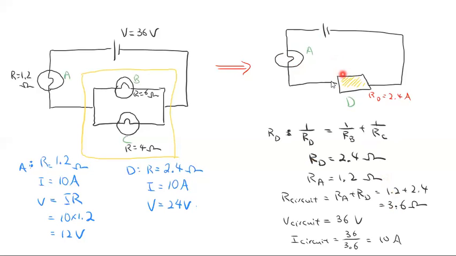But now, this is D, and D represents this, right? D is this yellow thing. So now we're saying that D has a resistance of 2.4, which makes sense because we added up this in series to get that. We know it has a current of 10, and we've got a voltage of 24. So now let's look at B and C. So B has a resistance of what?